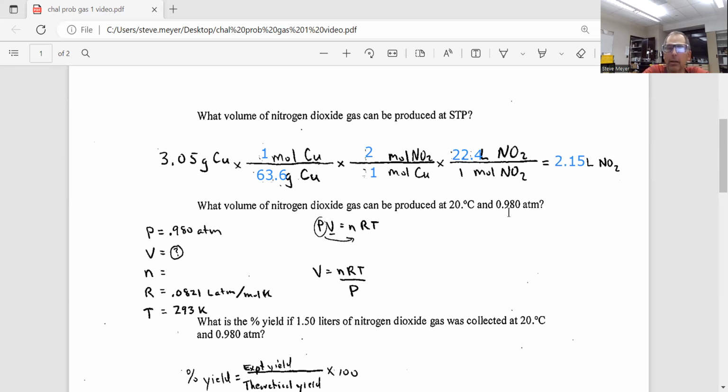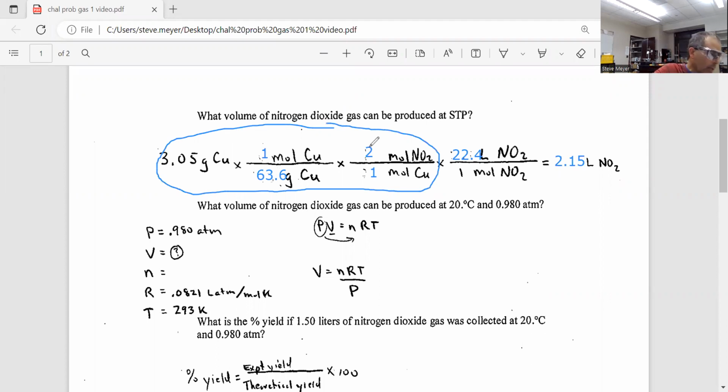We can't use the 22.4, but the other part of the problem we can still use. If I take 3.05 grams of copper, divide by the molar mass of copper, and times it by 2/1, I get my moles of NO2. So if I took 3.05 divided by 63.6 times 2, I'd come up with an answer of, I think, 0.0959.